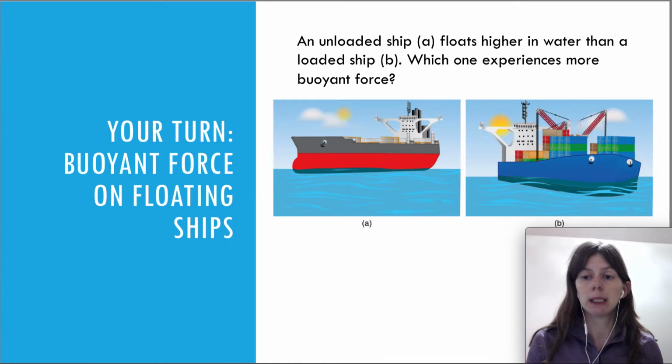An unloaded ship floats higher in water than a loaded ship. The unloaded ship is picture A and the loaded ship is picture B. Which one experiences more buoyant force? You might be tempted to think that in A it floats higher, so there's more buoyant force. But we learned that for a floating object, the buoyant force is equal to the weight of the object.